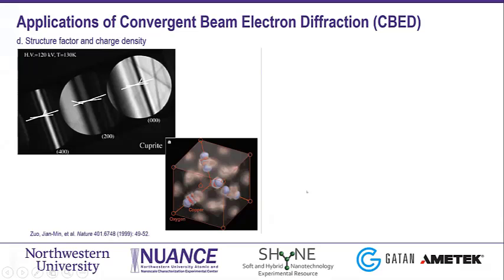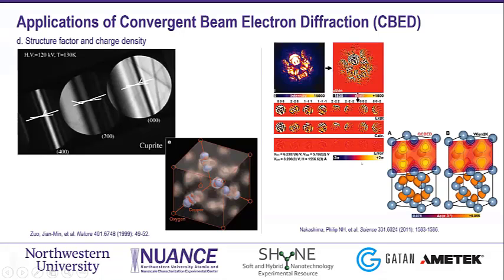Other more advanced application for CBED is structure factor, and from that you can determine the charge density map. This is a nice example too, one very famous back in the late 90s, where Jiman Zhu together with John Spence determined this charge density map of a cuprite sample by refining the structure factors using the CBED here.